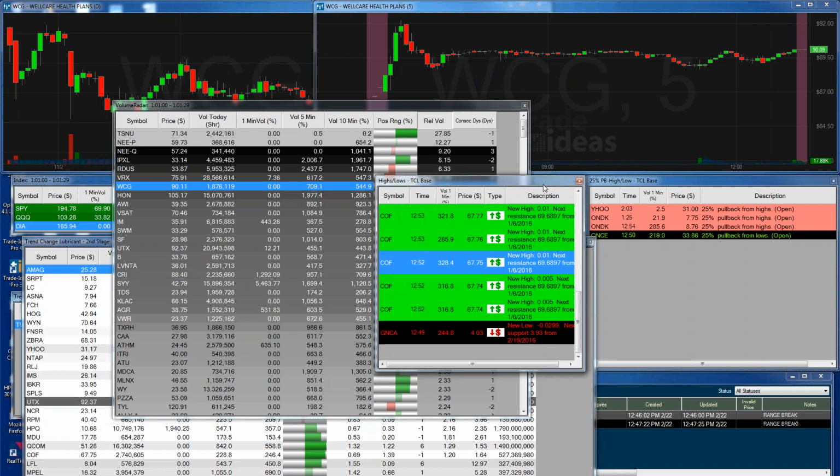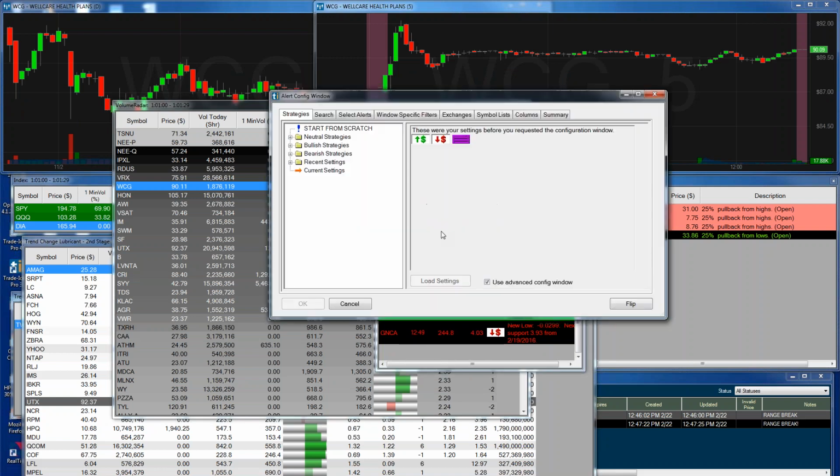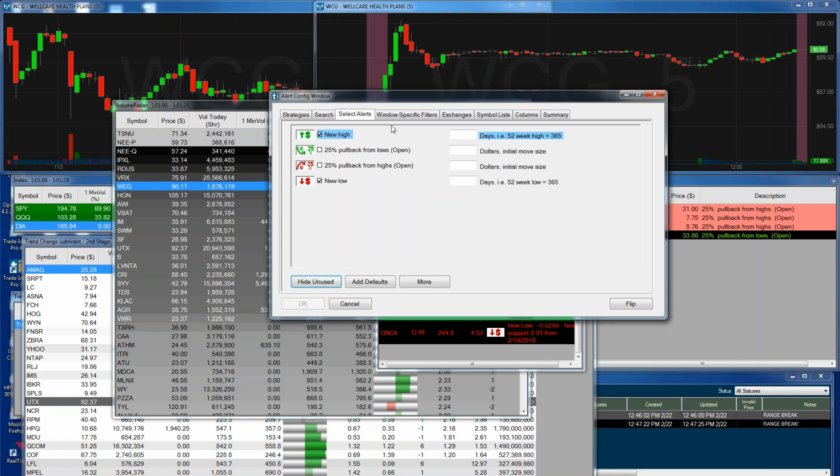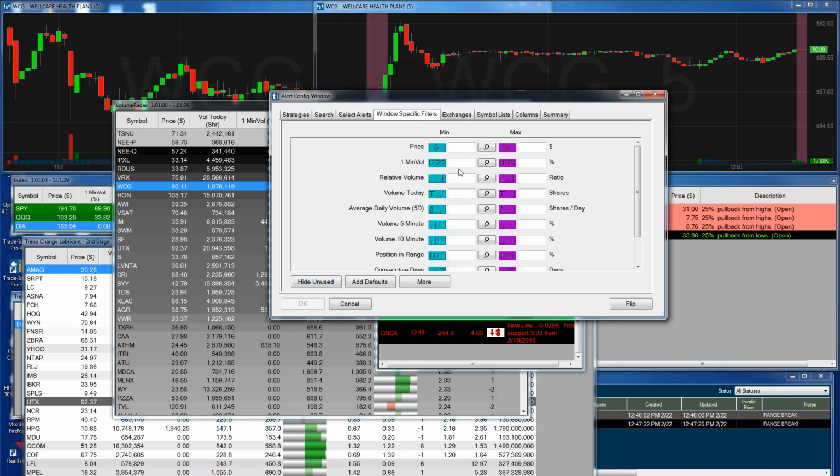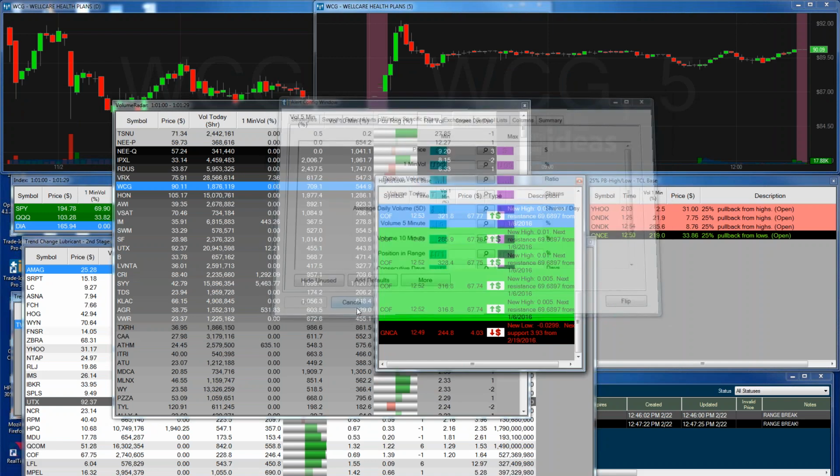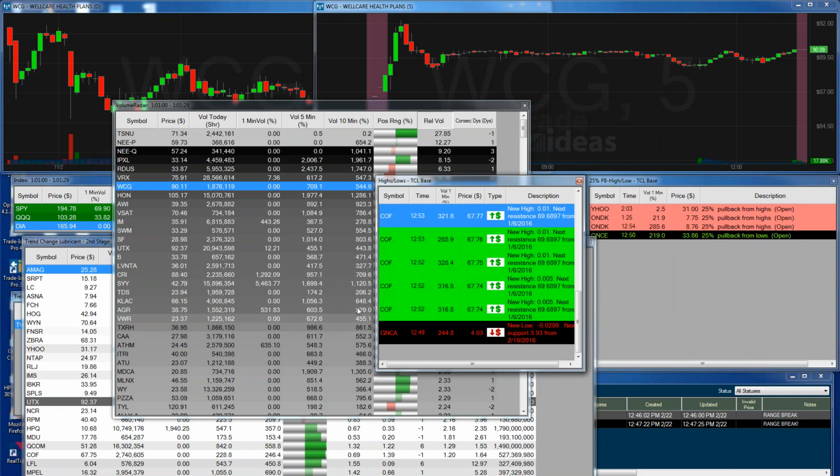Now, we could also go the alert window route and use the new high, and then we could factor in 1 minute volume as part of our filter equation if we wanted to. So those would be my 2 go-to methodologies, but I'm sure there's even more ways to find that information.